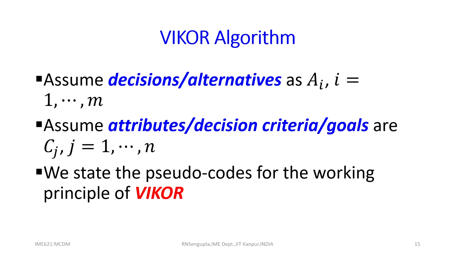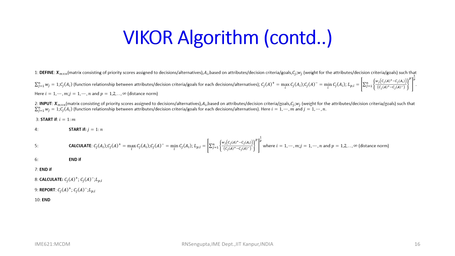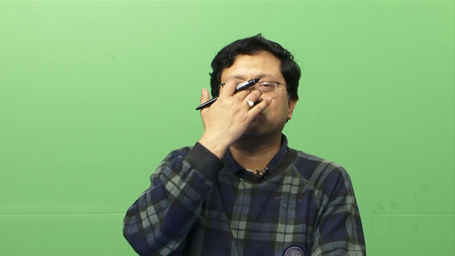Now, let us go through the VIKOR algorithm. Assume m number of alternatives A1 to Am, and n number of attributes or decision criteria C1 to Cn, and we state the pseudocode. The pseudocode is stated here, but I will follow the steps accordingly, so do not be too bothered about it. The slides will be shared with you, but rather than concentrating on the pseudocode, we will go step by step in solving the problem.